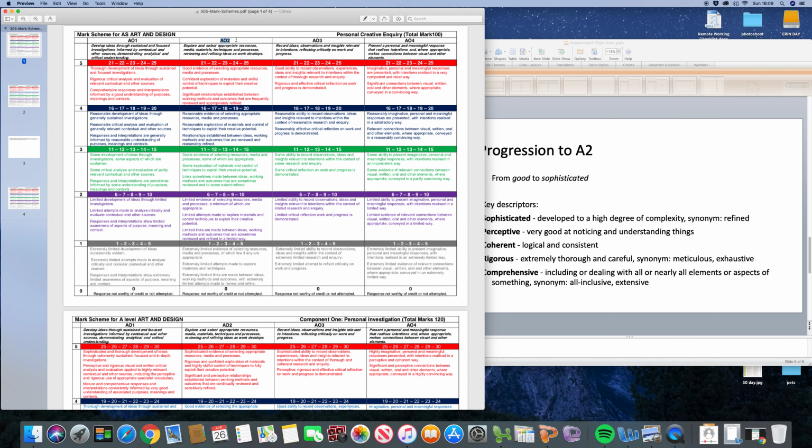So moving into your more practical one, it says things like good evidence of selecting appropriate resources, media, processes, confident exploration of materials, skillful control of techniques to exploit their creative potential, significant relationships established between working methods and outcomes, and then as you move through, it's lesser again, so reasonable evidence, reasonable exploration. And then it doesn't say significant relationships, just that relationships have been established. And then below, some evidence of selecting, some exploration. So you get the idea following through there.